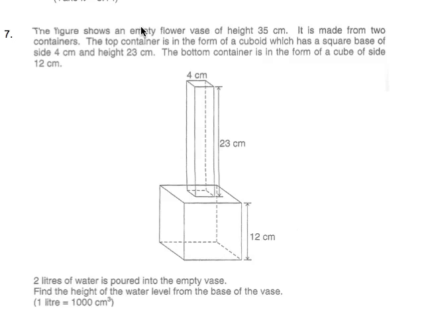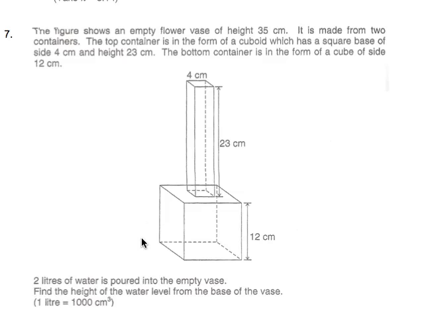It says the figure shows an empty flower vase of height 35 cm. It is made from two containers. One is the top container, which is in the form of a cuboid, that means like a rectangular cube, and it has a square base of side 4 cm and a height of 23 cm. The bottom container is in the form of a cube of side 12 cm, which means 12 by 12 by 12. The question is, 2 liters of water is poured into the empty vase.